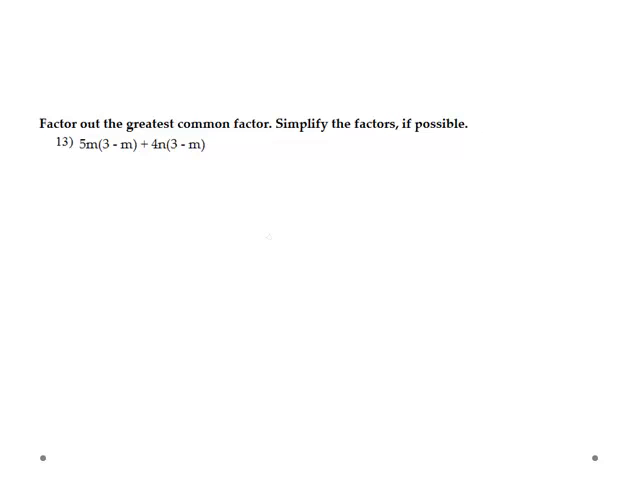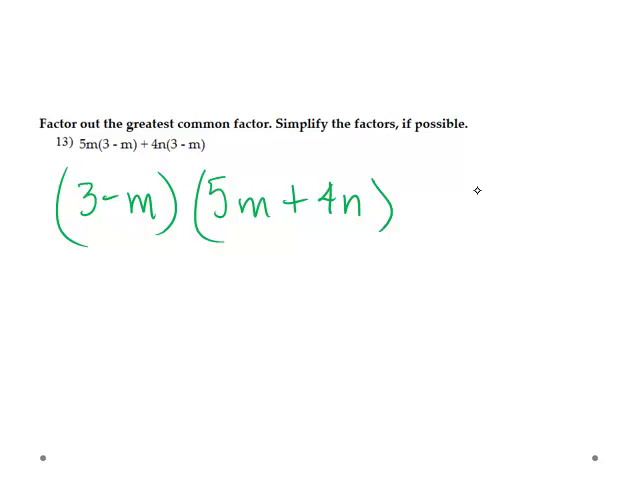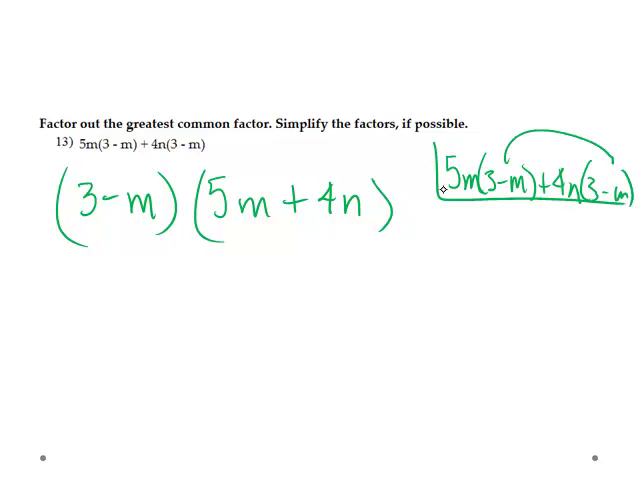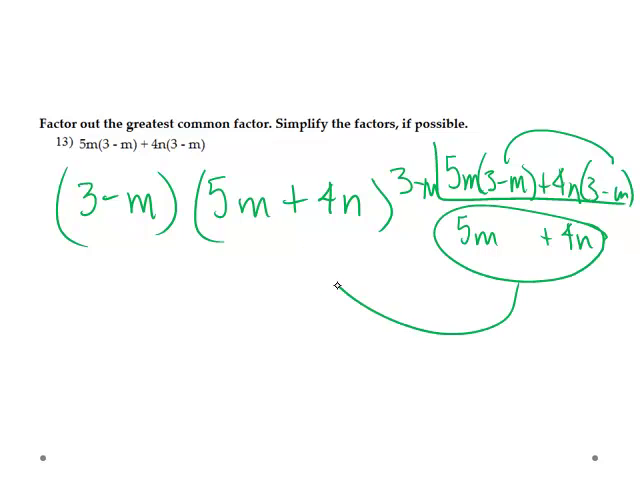Okay, factor out the greatest common factor and simplify the factors if possible. Looks like they both have a 3 minus m, and we're left with 5m plus 4n. Now how do you factor that? 5m parentheses 3 minus m plus 4n parentheses 3 minus m. You can put the 3 minus m out front, and you're left with 5m plus 4n. That's where this part comes from, and this is where this part comes from.